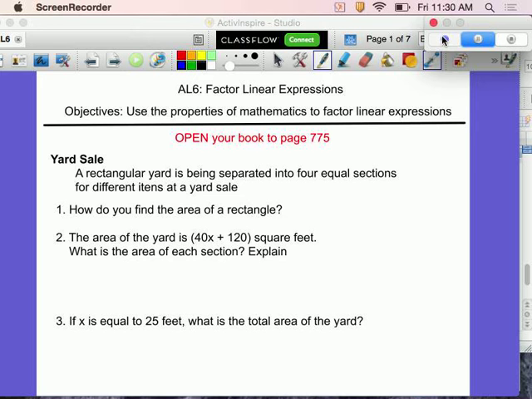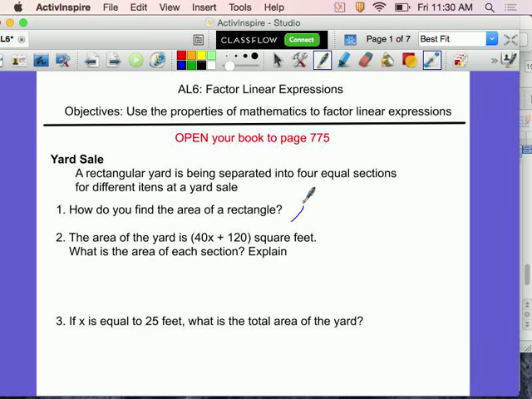A rectangular yard is being separated into 4 equal sections for different items at a yard sale. How do you find the area of a rectangle? Okay, so that's length times width equals the area. The area of the yard is 40x plus 120 square feet, meaning they don't know all of the measurements yet, but they do know it's 40 times x plus 120 square feet. So what's the area of each section?